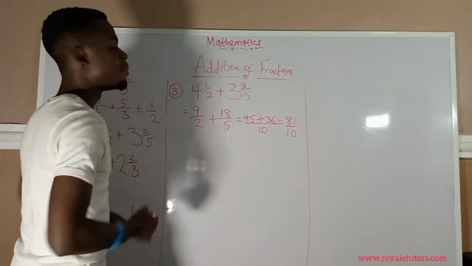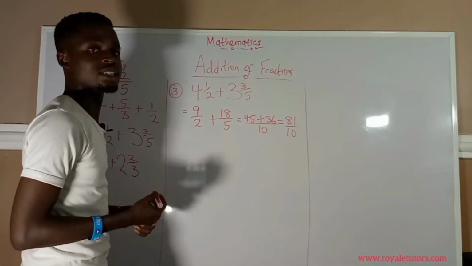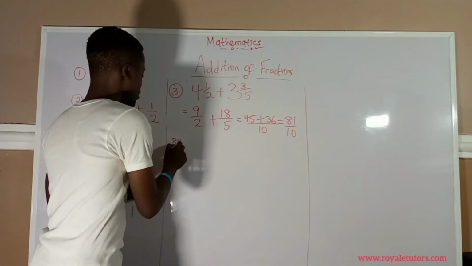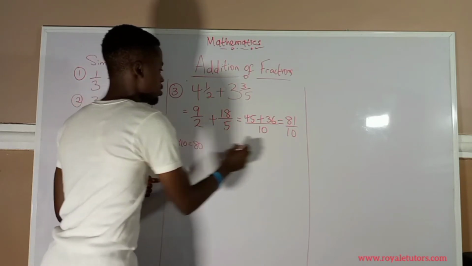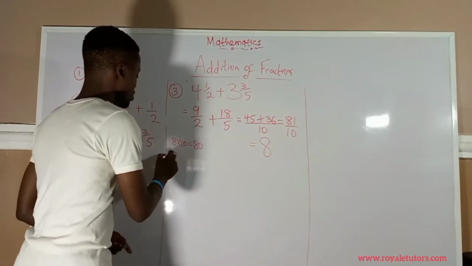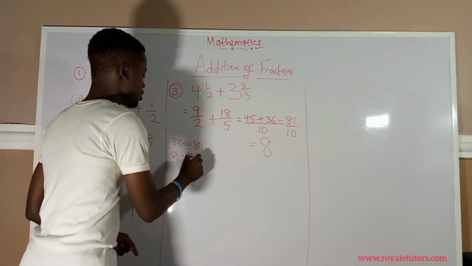So you ask yourself, how many 10s can you see in 81? You can see 8, because 8 times 10 is 80. So you can see 8 with a remainder of 1, because if you do 81 minus 80, it's going to be 1.